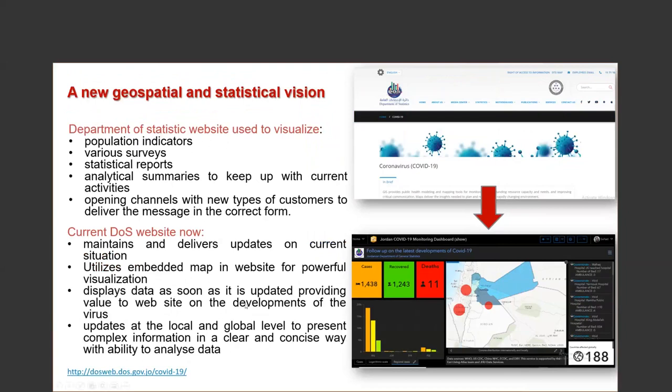The Department of Statistics website is used to visualize many types of data, like population indicators, various surveys, statistical reports, and analytical summaries, to keep up with current activities and open a channel with new types of customers to deliver the message in the correct form. So the Department of Statistics has a significant amount of data on its website. It's a challenge to easily disseminate data for presentation and understanding in any format. The dashboard added value by creating an easy-to-use visualization and presentation format, providing the capability to see, understand and analyze the information in a much easier way.